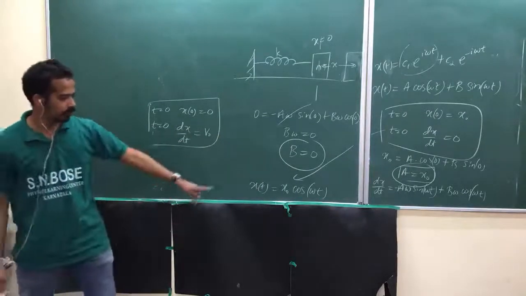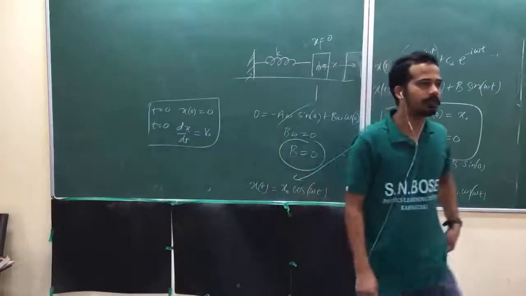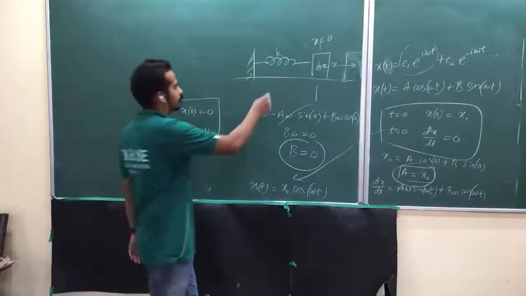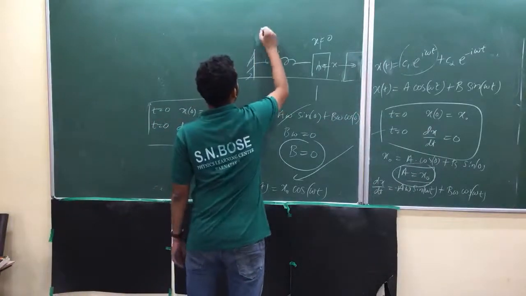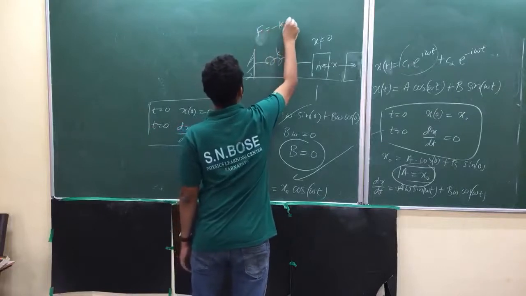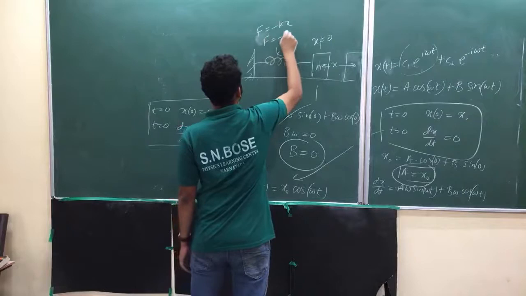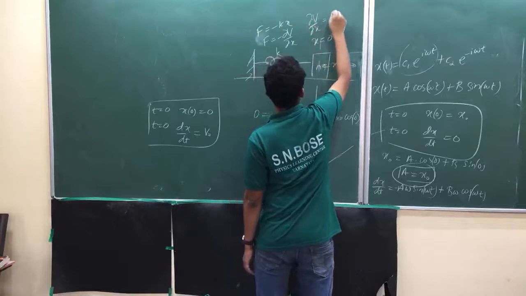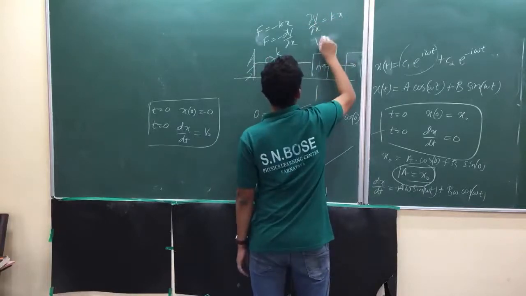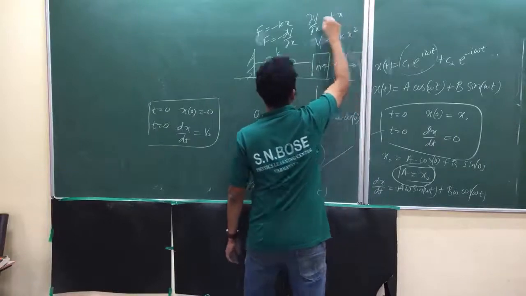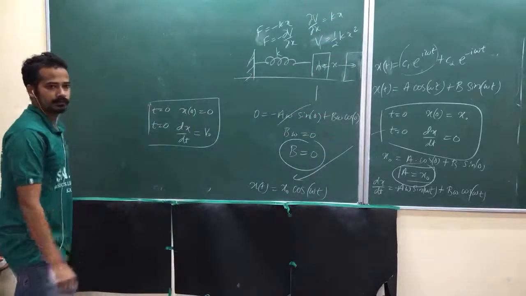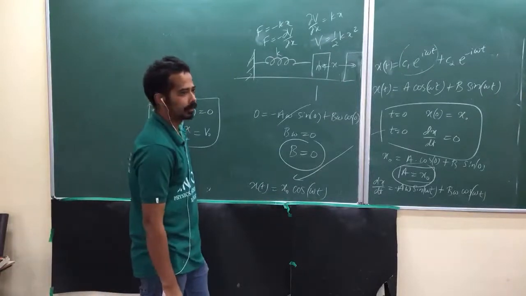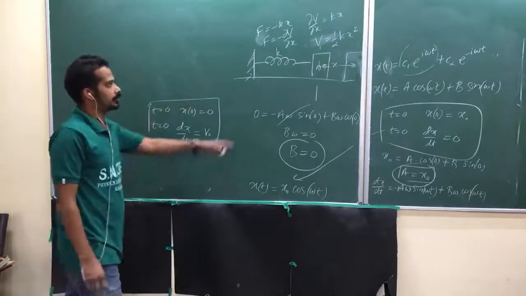Once you know position as a function of t, you can find velocity, momentum, and kinetic energy. What is the potential energy here? F is equal to minus k into x, am I right? F is equal to minus dou v by dou x. That means dou v by dou x is equal to k into x. So v should be equal to half k x square, just the integration of this. Is that okay? Are you getting my point? So that is the potential energy.